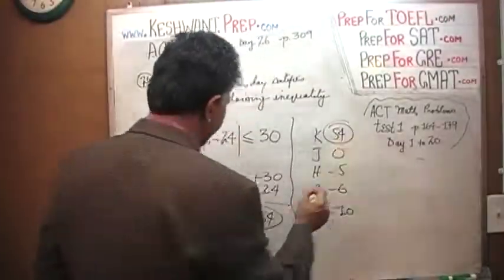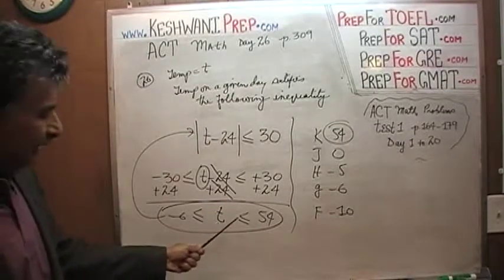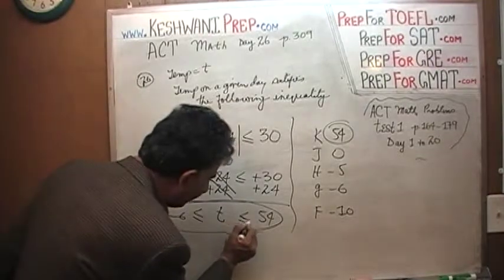Is 54 in this range? The answer is yes, because T is allowed to be less than or equal to 54.